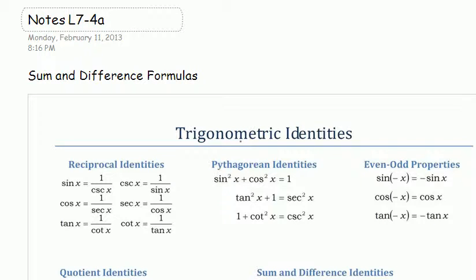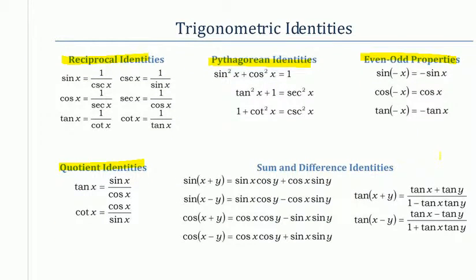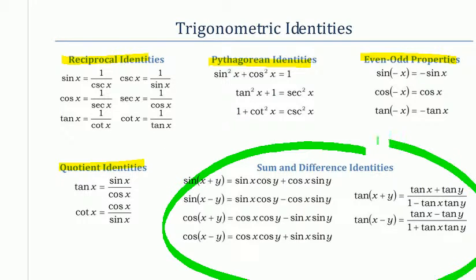So, these are notes for lesson 7-4, part 1, sum and difference formulas. We have ventured past our basic identities, the reciprocals, Pythagoreans, even odds, and quotients, and have now moved on to the sum and difference identities. So we're using roughly half of our page now.